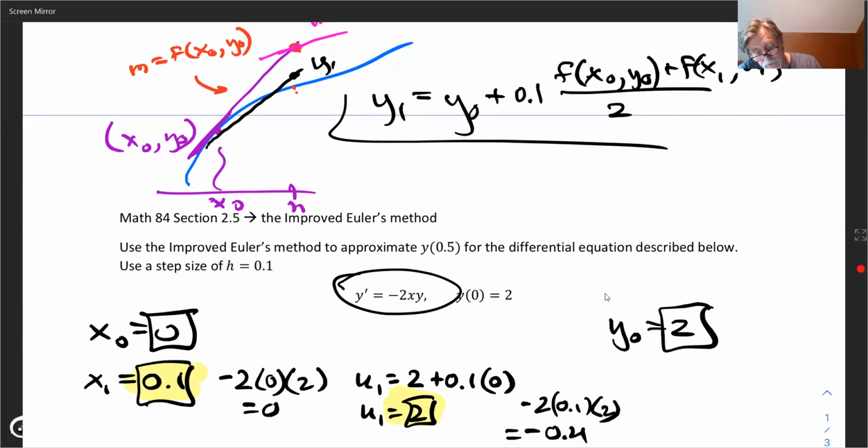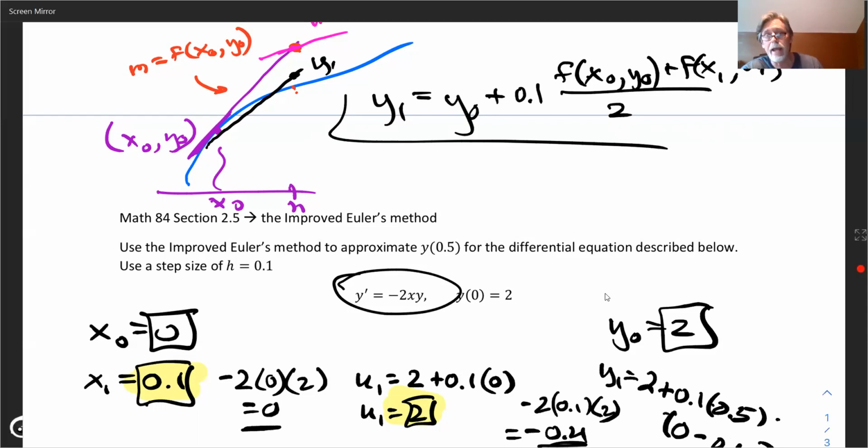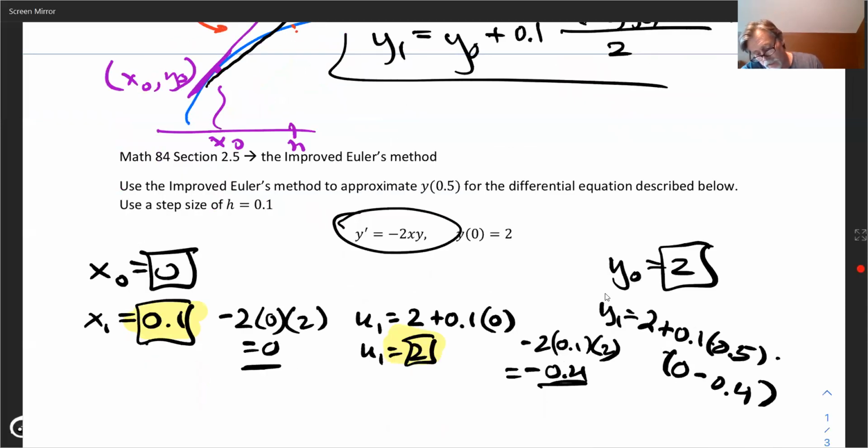So those guys are interesting. They're important, okay. So I've got, these are slopes. These are the 2 slopes. Those are the 2 I'm going to take the average of. And so therefore, way over here, y1 is equal to y0, which is 2, plus the step size 0.1, and then times, what I did instead of divide by 2 is I just multiplied by 0.5. And then I take those 2 slopes, 0 and negative 0.4, and add them together to take their average. And I got y1 ended up being, and I'm going to cheat and look again, 1.98.